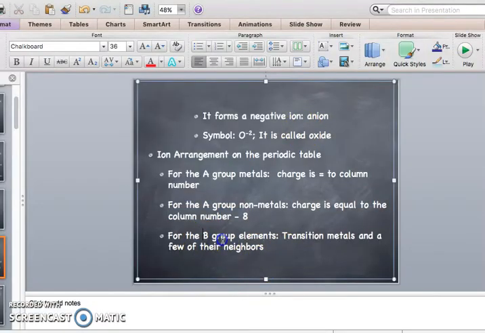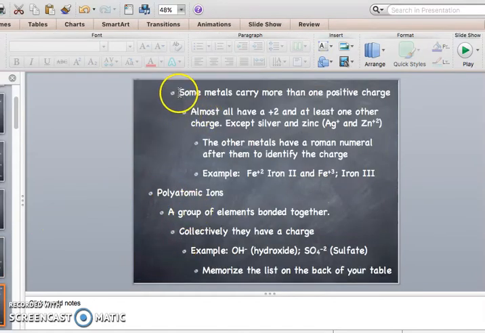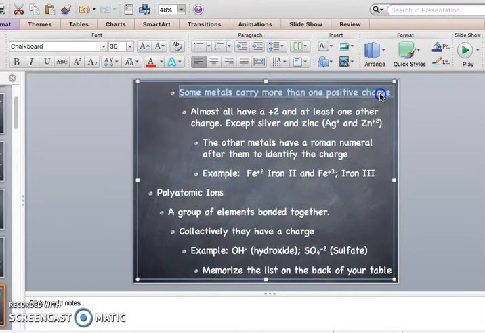And we also have B group elements, and these metals here are called transition metals, and it includes the middle elements on the periodic table along with a few of the neighbors that we're going to be talking about. And if you guys could copy this part here, some of these metals have more than one kind of positive charge. Okay, almost all of them have a +2 charge and at least one other charge. And silver and zinc are the exceptions. Silver always has a positive 1 charge and zinc always has a +2. And the other metals have a Roman numeral after them to identify the charge.